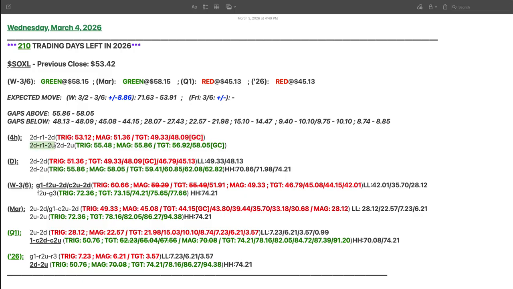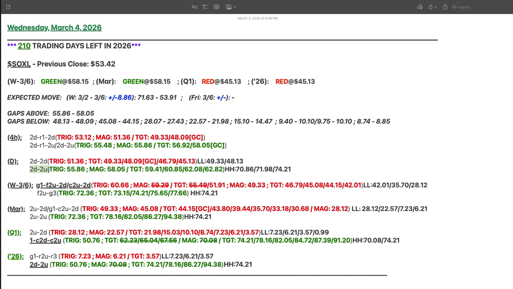Now to the upside, if we go up in the first 4-hour candle of Wednesday's price action, then we trigger this 2-1-2 up at 55.48 with the magnitude of 55.86, which then triggers the 2 down, 2 up at 55.86, which gives us the extended targets of 56.92 and finally that gap close at 58.05. On the day, if we go to the downside, again, it's a 2 down continuation, triggering at 51.36. And here are the targets that we have listed for you, including the gap close at 48.09.